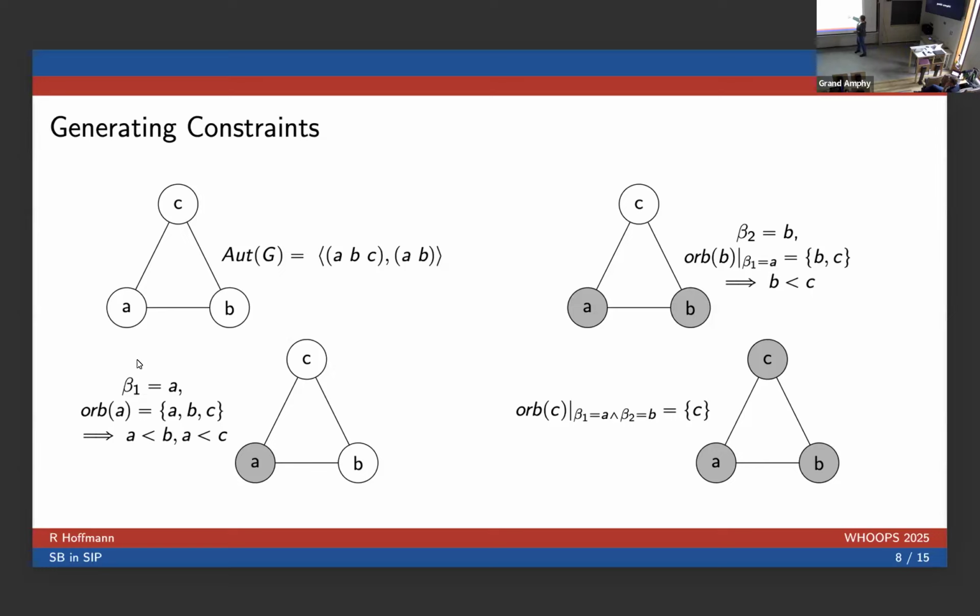And then we're going to do a next assignment and we're going to stabilize B. Now that we stabilized A, we're now stabilizing B. What is still in the orbit of B? Well, just C, because in this specific case, after we've stabilized A, B and C can still be swapped around, but we can't do the circular swapping around anymore because A is stabilized. So what can we do? Well, we've got an orbit consisting of B and C, so B is going to be less than C.